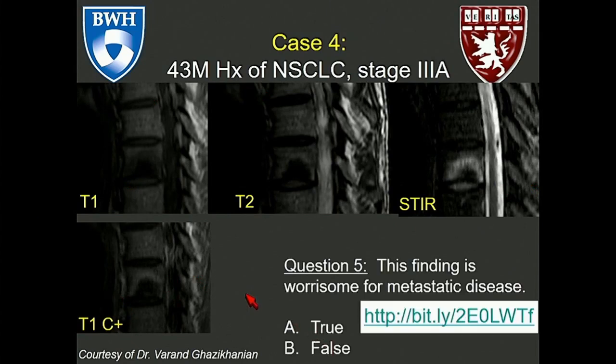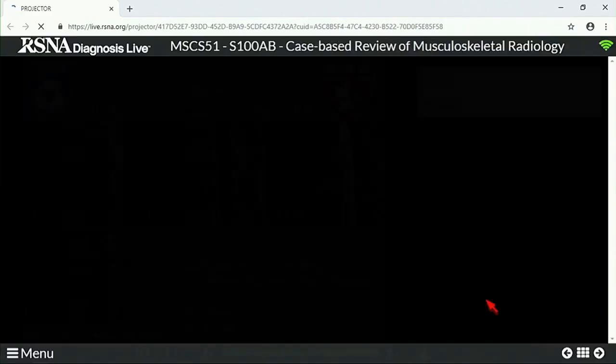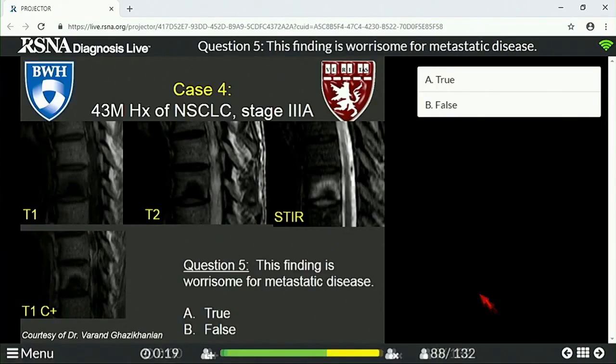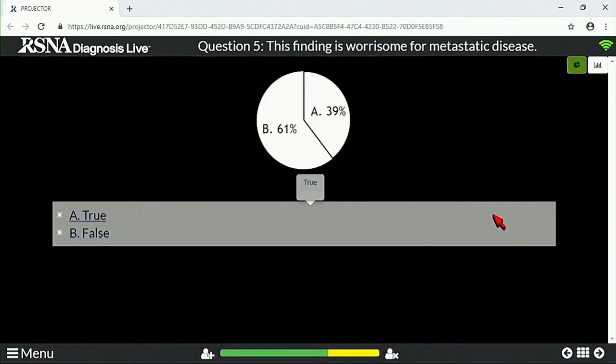And I like to keep things simple, again, a lot of questions. So again, this finding is worrisome for metastatic disease. True or false? Let's see what you all think. Great, so about 2/3 said false, and 1/3 said true. So let's figure out what the answer is.